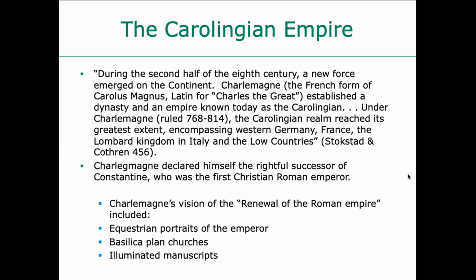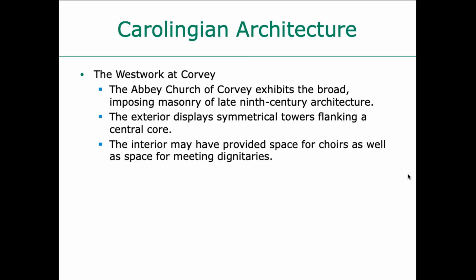So Charlemagne declared himself the rightful successor of Constantine, who was the first Christian Roman emperor. Charlemagne's vision of the renewal of the Roman Empire included equestrian portraits of the emperor, basilica-planned churches, and illuminated manuscripts. And so we're going to take a look at a basilica-planned church, and this is Westwork at Corvey.